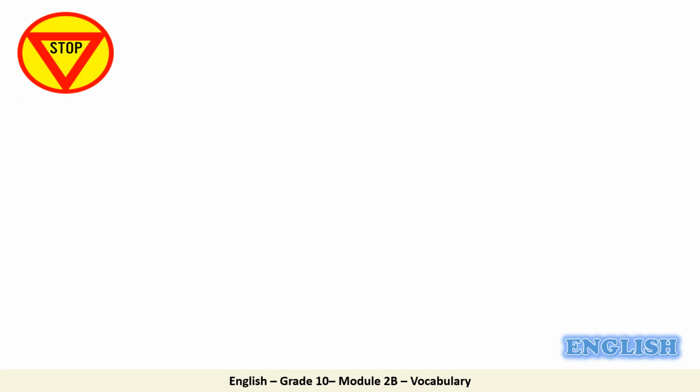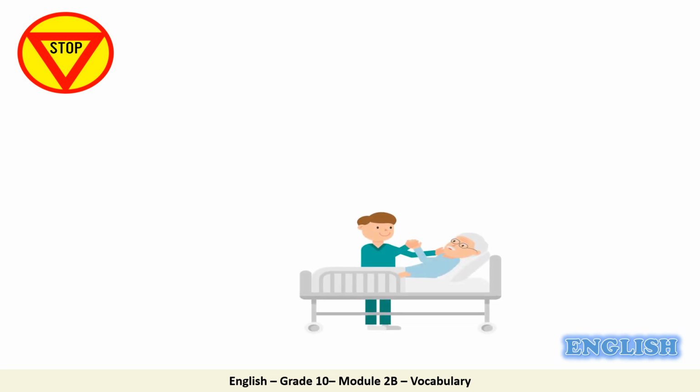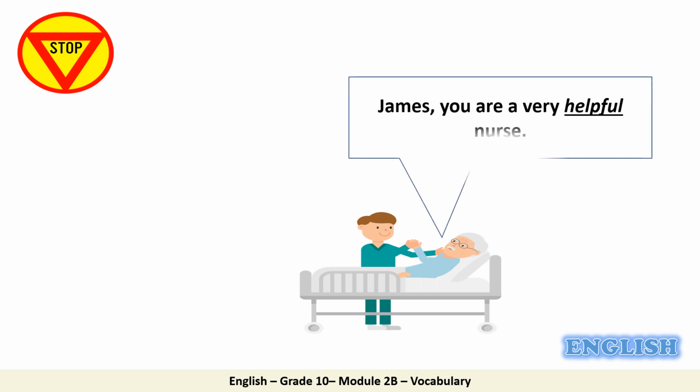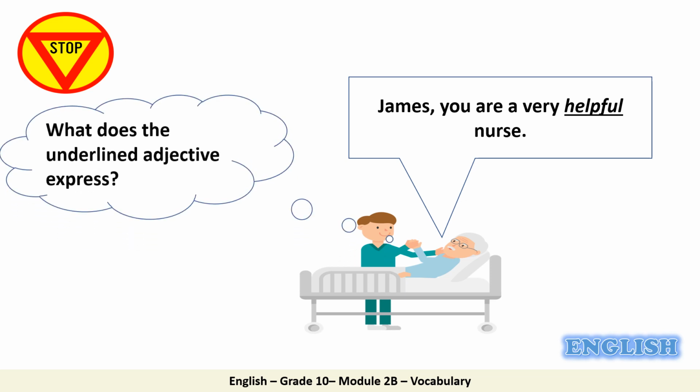I would like you all to stop for a 1-minute question before moving to activity 2. An old man is complimenting James by saying, "James, you are a very helpful nurse." What does the underlined adjective express? Well, the adjective helpful expresses character. It describes James' character.